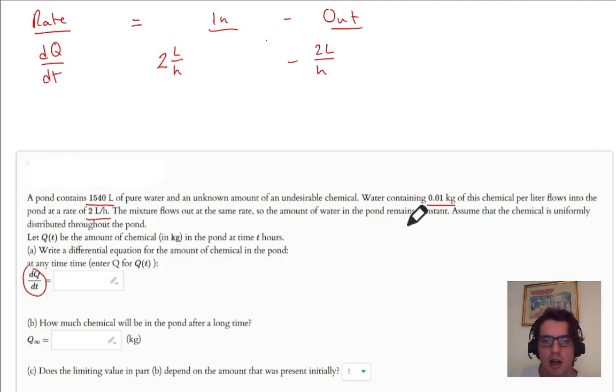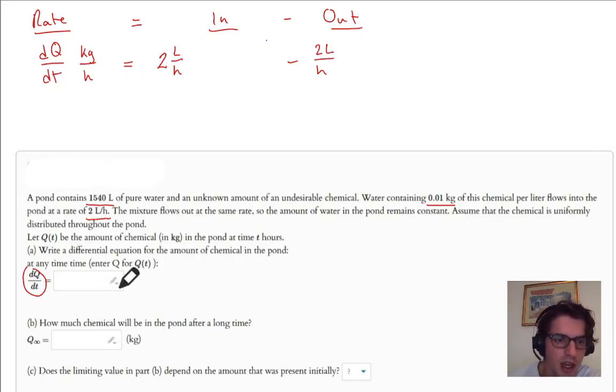So the amount of water in the pond remains constant. Assume that the chemical is uniformly distributed throughout the pond. That's important. Let Q be the amount of the chemical in the pond at time t hours. So Q is a mass in kilograms. We're going to write a differential equation for the amount of chemical in the pond at any time. So dQ/dt, this rate, I think the units are really important in this question. That's going to be kilograms per hour. The reason I bring that up is so far what we have is liters per hour, so we need to find this in kilograms.